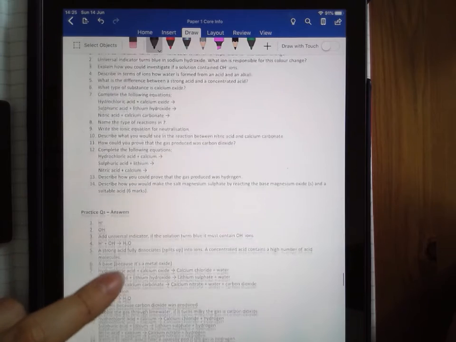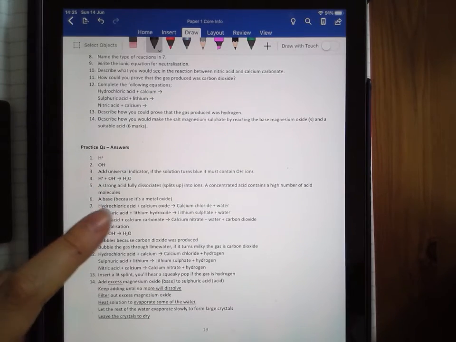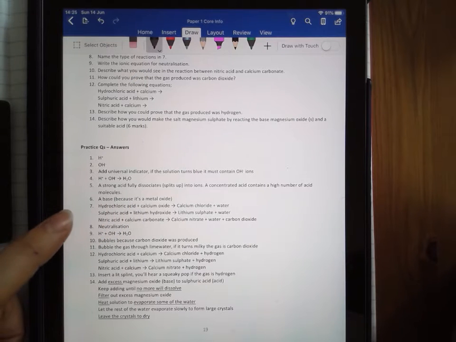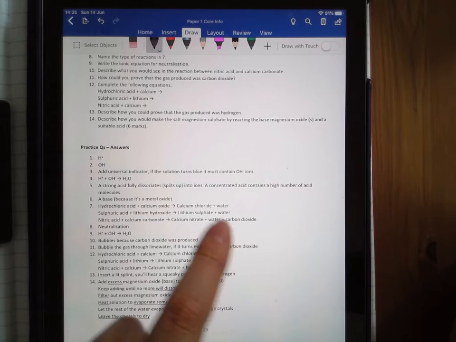Calcium, what did I ask you about? I asked you about calcium oxide. Calcium oxide's a base, it's a metal oxide, and metal oxides are bases. These are the answers to your questions. Hopefully you remember to write carbon dioxide.